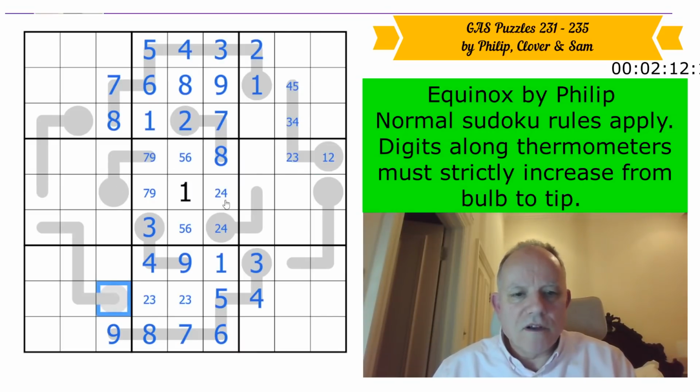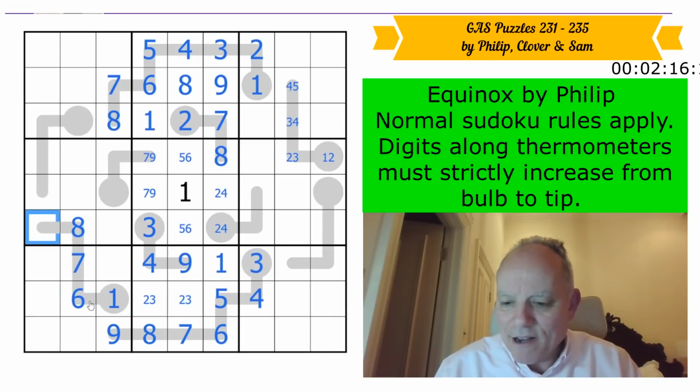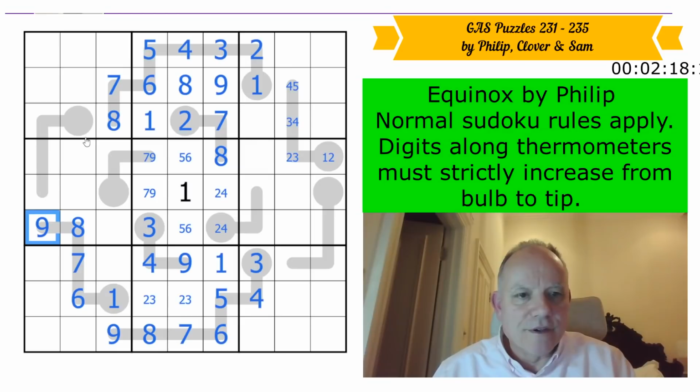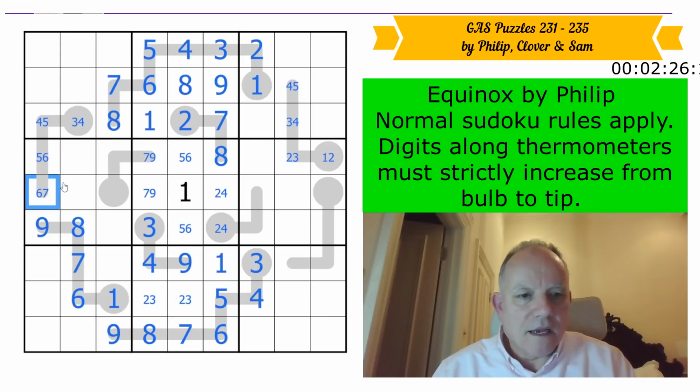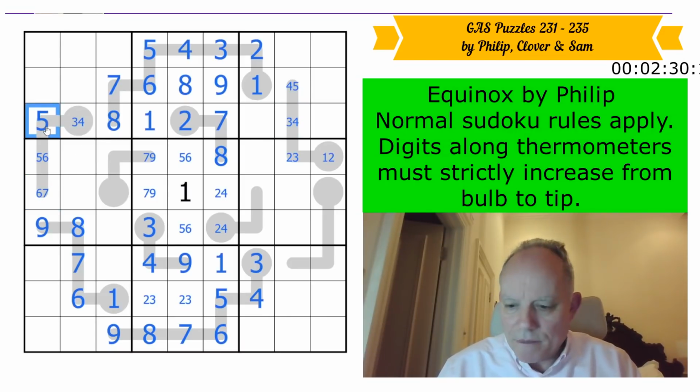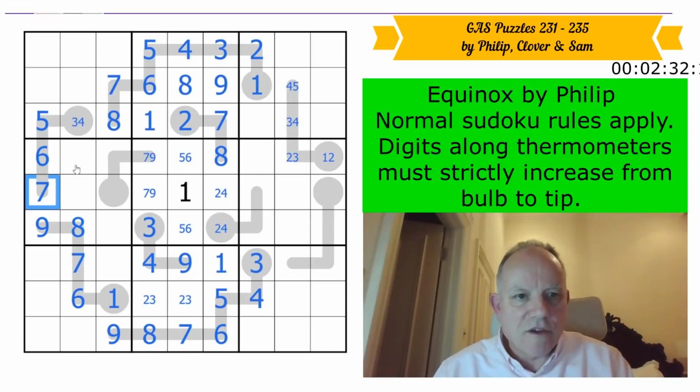Oh, this can't be 5, 4, 2, or 3. That's nice. And this has to be 6 then. Oh, good. That was very helpful. Now, this can't begin with 1 or 2 or end with 8 or 9. Yeah, I think that pencil marking's right, but that gives me a 3, 4 pair. So we finish off that thermo after all.